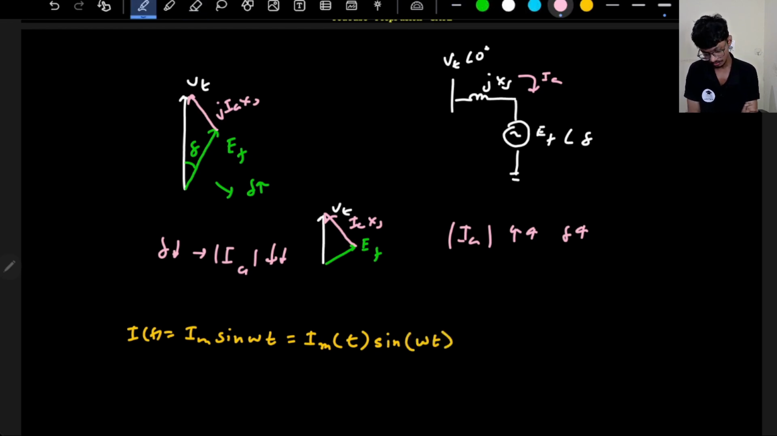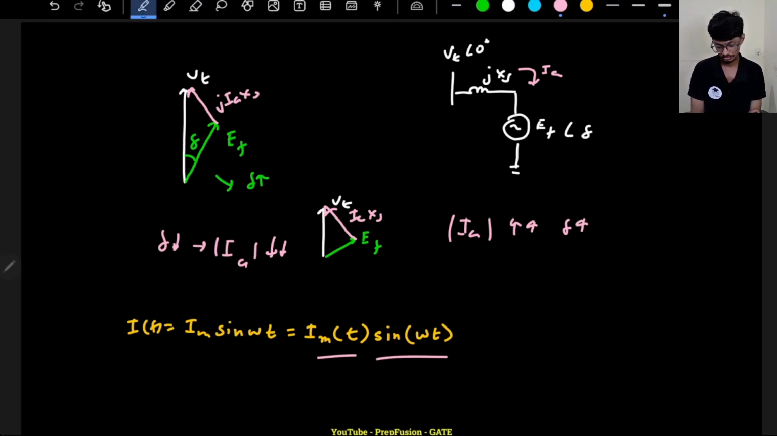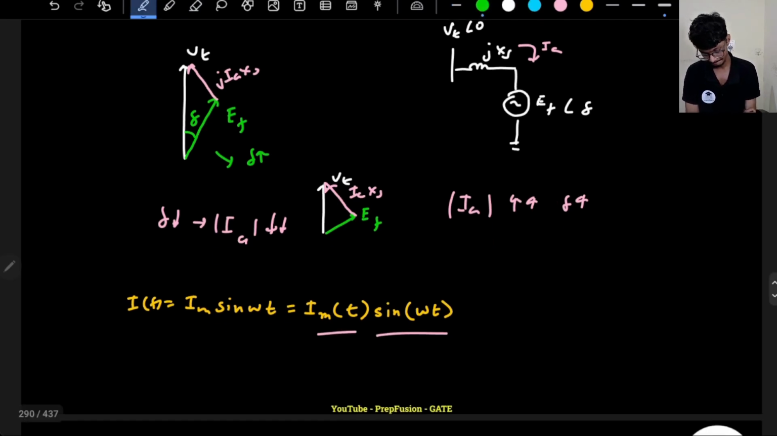Okay, so it is Im of t into sin omega t. So here, why Im of t? Im initially is increasing, then reducing. So this is also a kind of sine function only, but I don't know the frequency of oscillation. Yeah, the frequency of oscillations we still have not discussed.